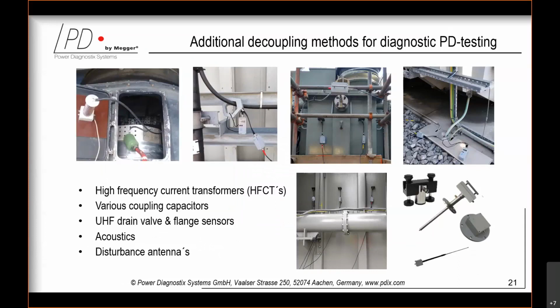We can install further coupling capacitors on smaller voltage bushings. We have UHF drain valve sensors or flange sensors, which can be installed on the drain valves or flanges. Then we have acoustic sensors, which can be used for PD fault location to locate or narrow down the exact position of the PD fault to a few centimeters. And then there's also a so-called disturbance antenna to pick up external noise signals and gate these signals out from your measurement.